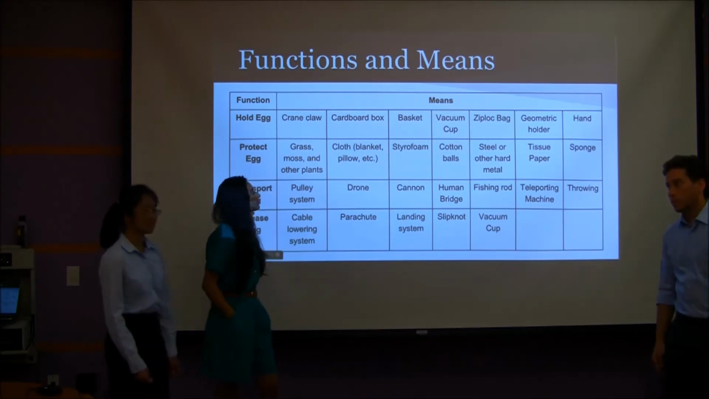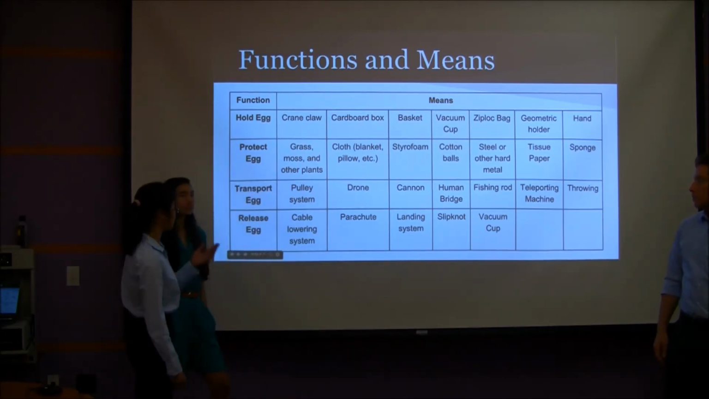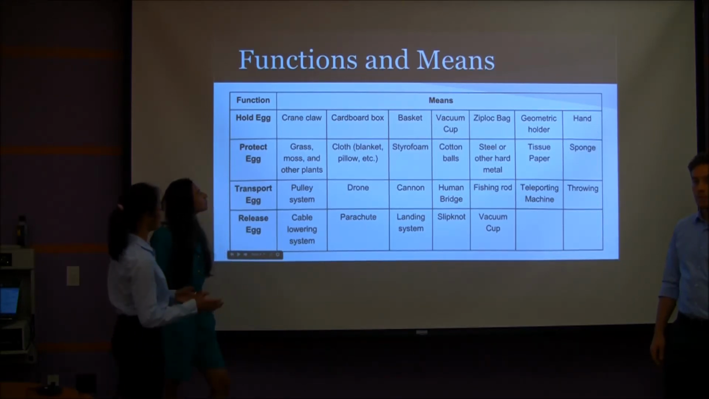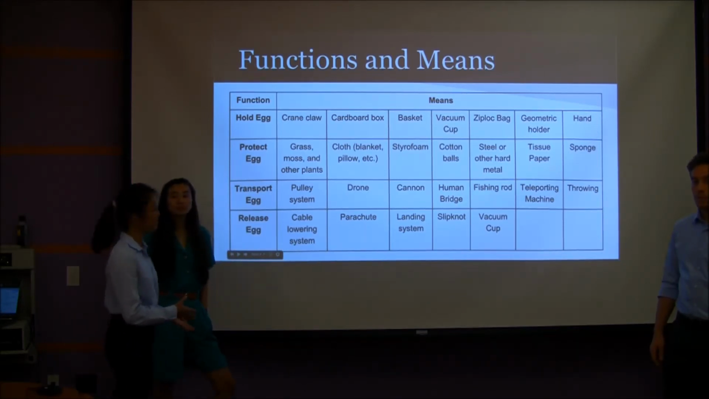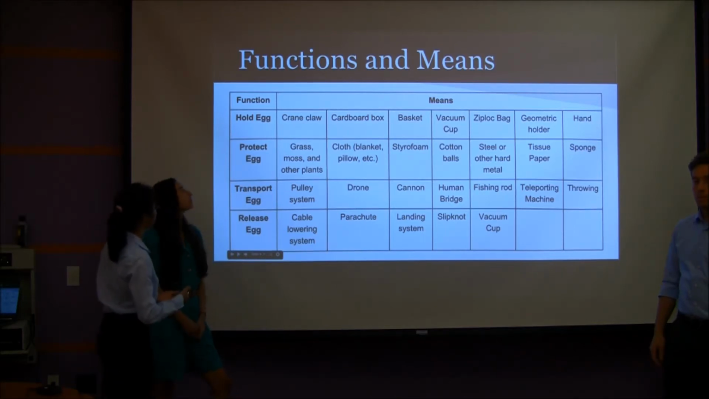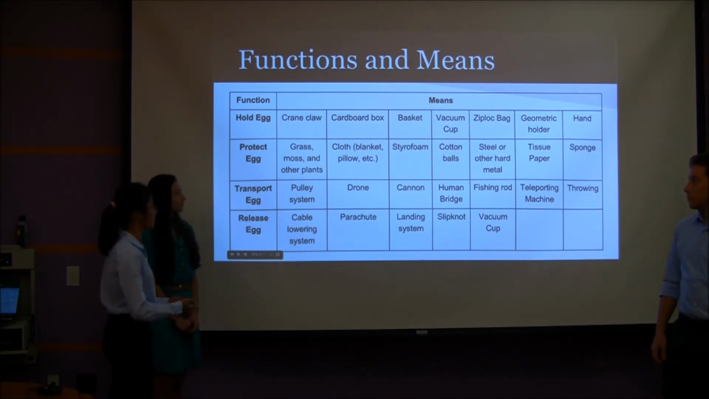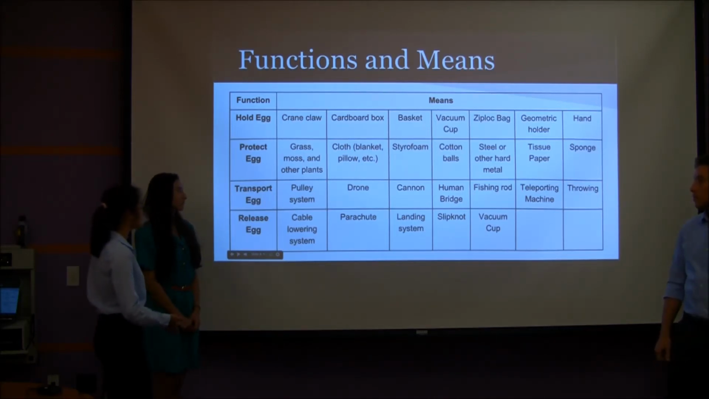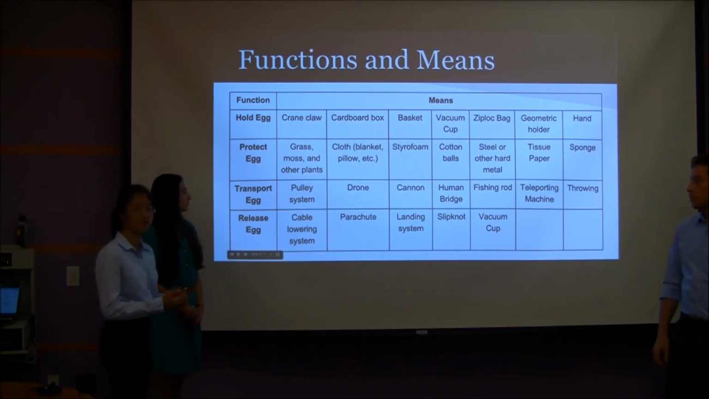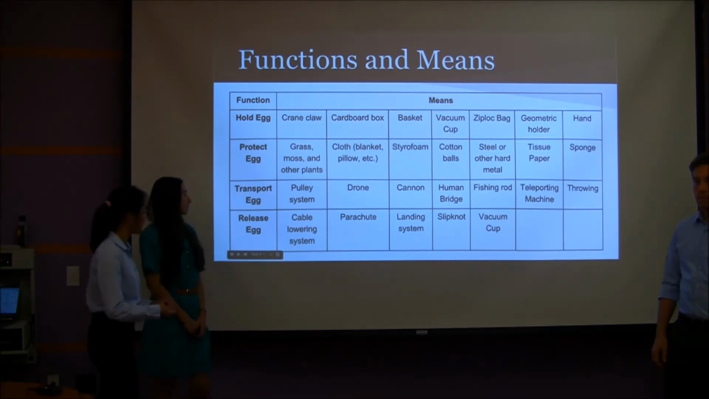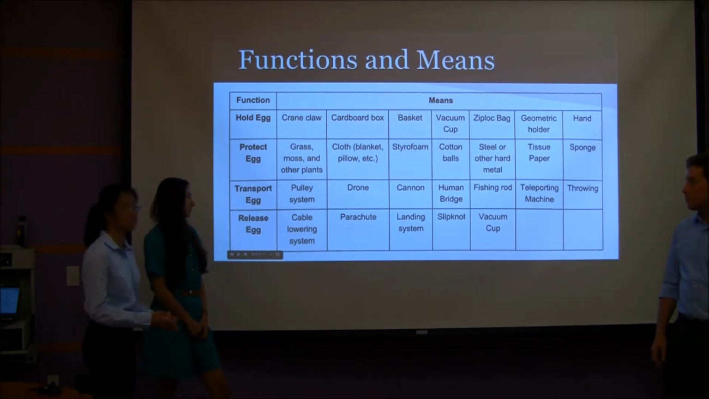We also came up with several functions for our device, which are presented here in our morph chart. We also came up with several means by which we could achieve those functions. So first, the device has to be able to hold the egg, and we can do that by using a basket or a Ziploc bag. It has to protect the egg, and we can do that using grass, moss, or other plants, styrofoam, or a sponge. To transport the egg, we could possibly use a pulley system or a drone. And finally, we thought that to release the egg, we could use a parachute or a slip knot.